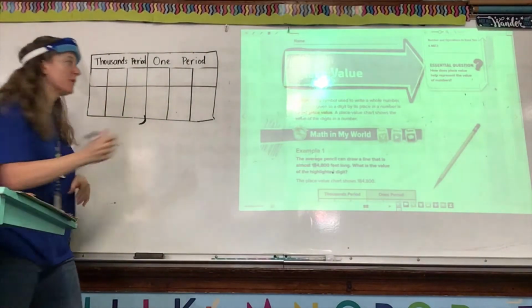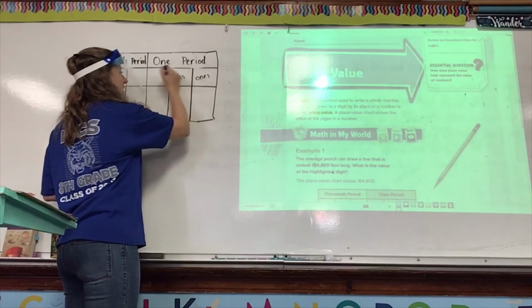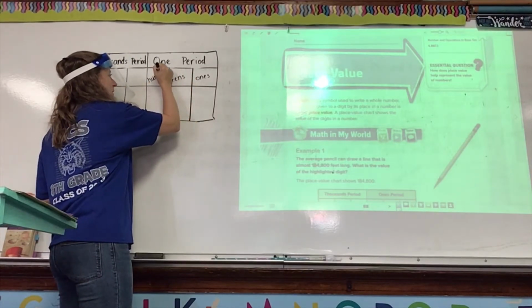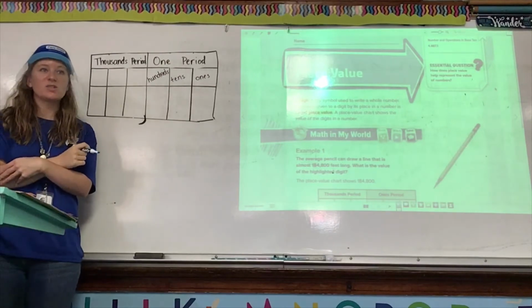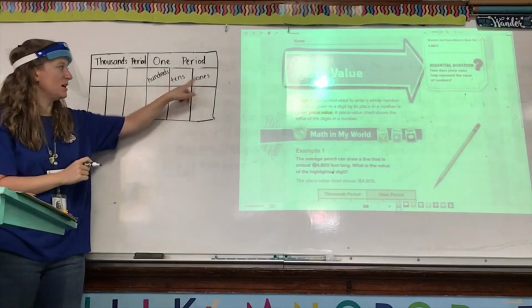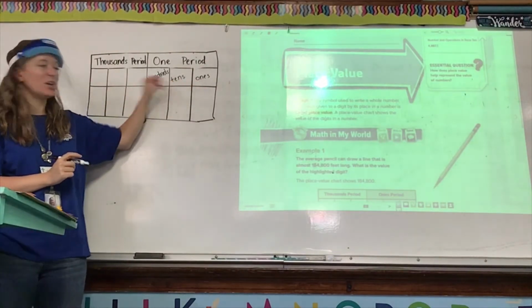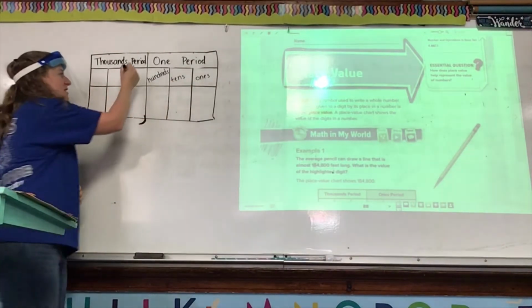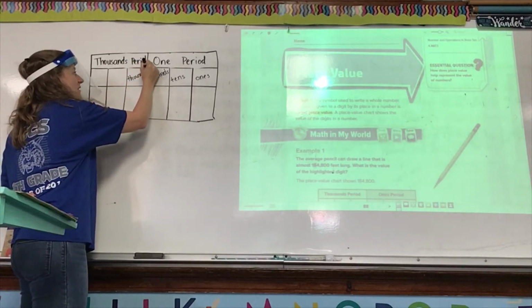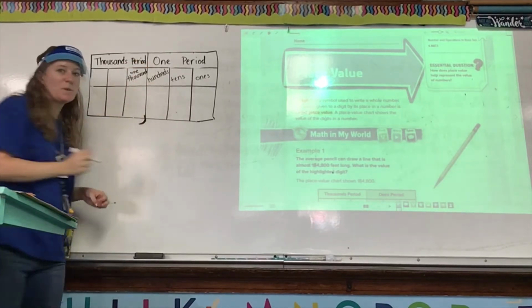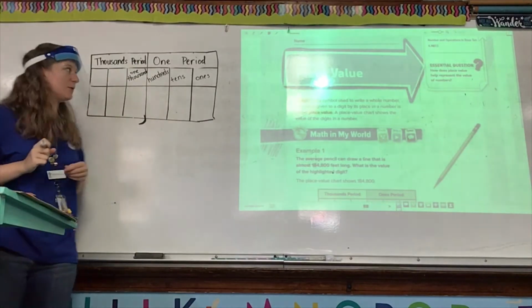Each period has a ones place, a tens place, and a hundreds place, no matter what the period is. It could be the quadrillions period. It's going to have a ones, a tens, and a hundreds place. So in the ones period, we have the ones, tens, and hundreds place. In the thousands period, we have the thousands place, but we're going to try to get away from saying the 1,000s period, and you will see why when we get into this lesson.